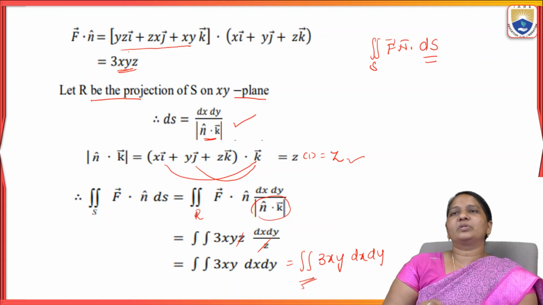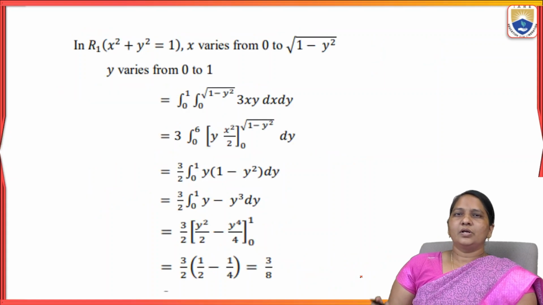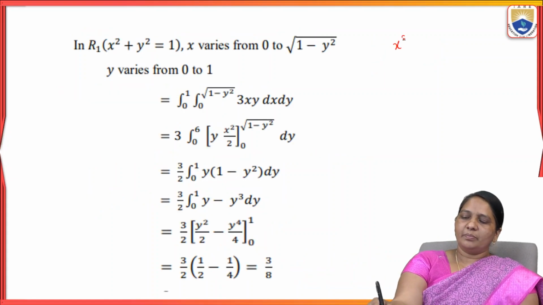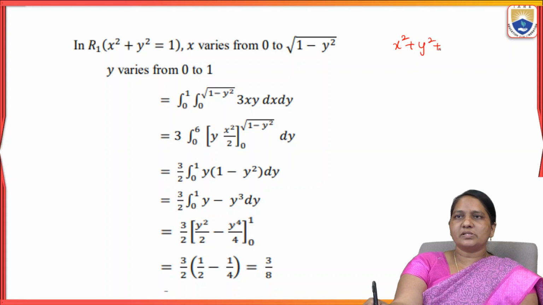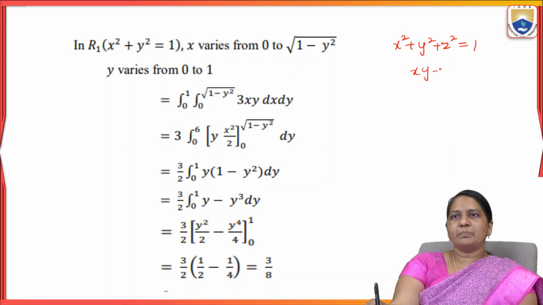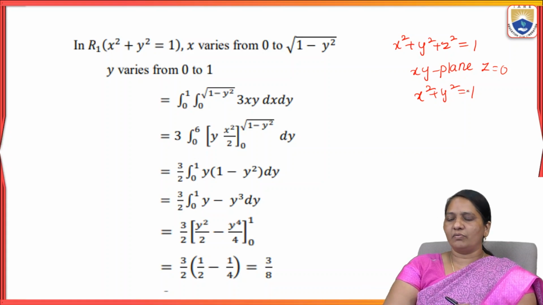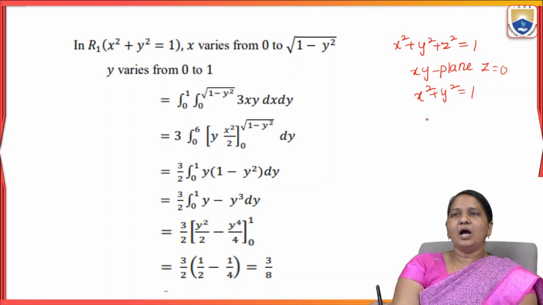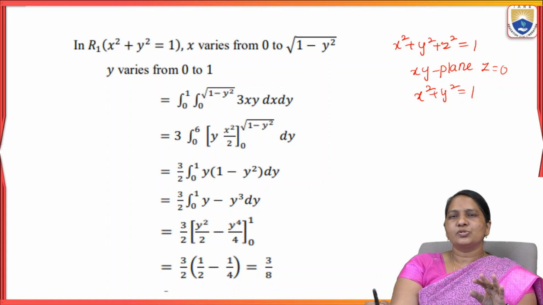Now I should know the limits, then I can evaluate this integral. From the given sphere, x square plus y square plus z square equal to 1, I am considering the xy plane. The xy plane means the z value is 0. So x square plus y square equal to 1. Now from this I can take x as the variable, otherwise y as the variable. If x is the variable, y will be constant, and if y is the variable, x will be constant. So you can take any one.